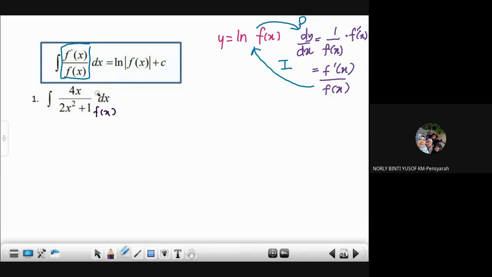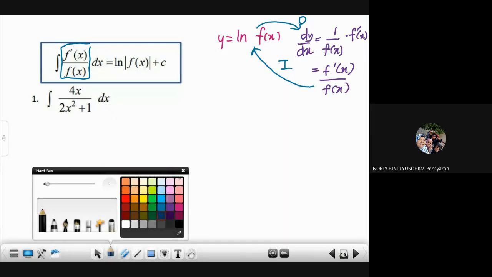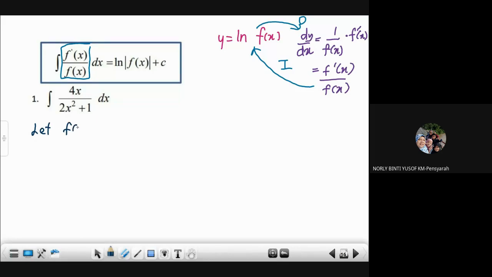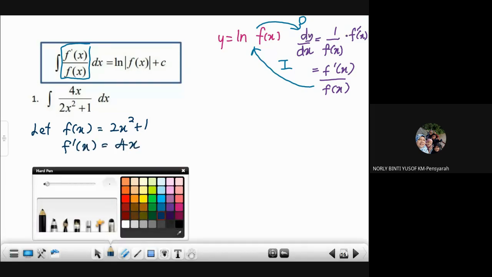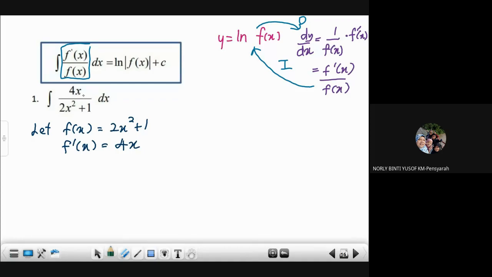Check. So bila nak check separately, you pun boleh tulis let fx 2x squared plus 1. So f prime x, you dapat 4x. Okay, so samalah sebiji kan. Sebab f prime you adalah sama dekat atas ni. So teruslah f prime x over 2x squared plus 1 dx. Terus tulis ln modulus function fx iaitu 2x squared plus 1 modulus plus c.